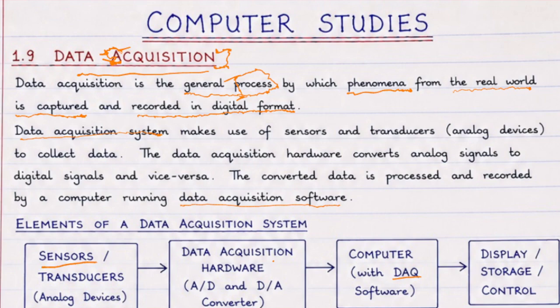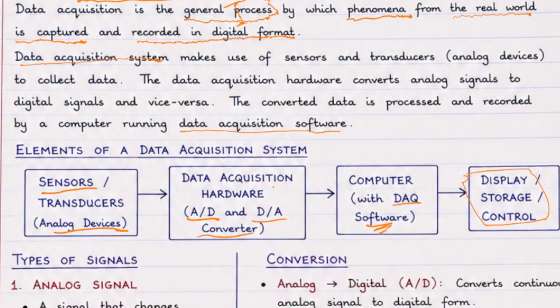So we have the sensors, that's analog devices that collect the data. We have the data acquisition hardware, and that is the hardware that converts AD, that's analog to digital, and digital to analog converter. Then we have the computer, that is the system, the computer with data acquisition software. Then we have the display, storage, and control, what is being done to the data. So those are the elements of a data acquisition system.